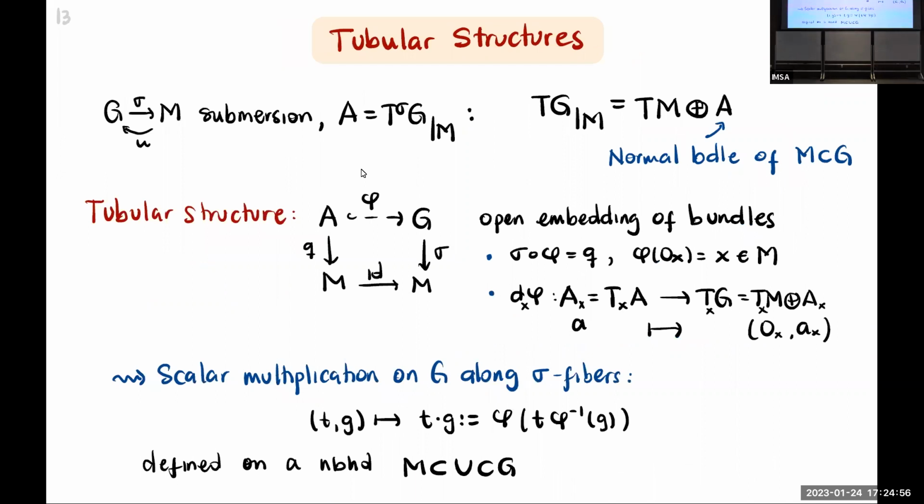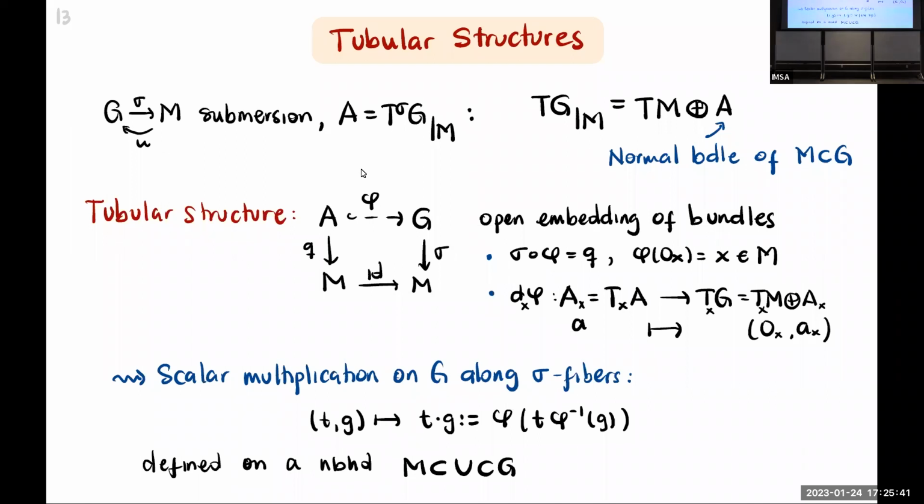Okay, so the Maurer-Cartan form was the first ingredient. The second ingredient was tubular structures. So what happened here is the following. You have the source, which is a submersion, and you have a splitting of this submersion. As soon as you have that, you can split the tangent space of G at the units as TM plus A, so you can identify the Lie algebroid with the normal bundle of M inside of G. A tubular structure is just an open embedding of my algebroid inside of G along the source fibers.